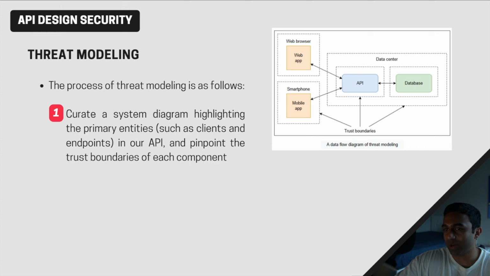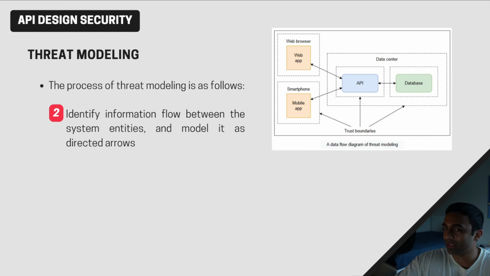So the process of threat modeling is as follows. First, we curate a system diagram highlighting the primary entities, such as clients and endpoints in our API, and pinpoint the trust boundaries of each component. Then we identify the information flow between the system entities and model it as directed arrows.